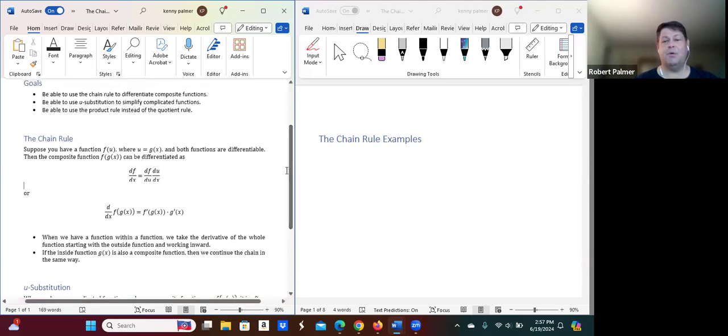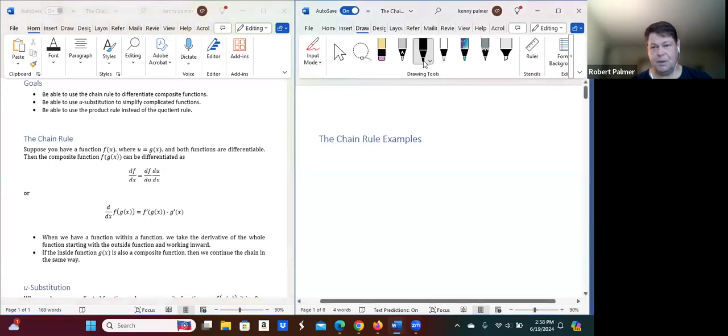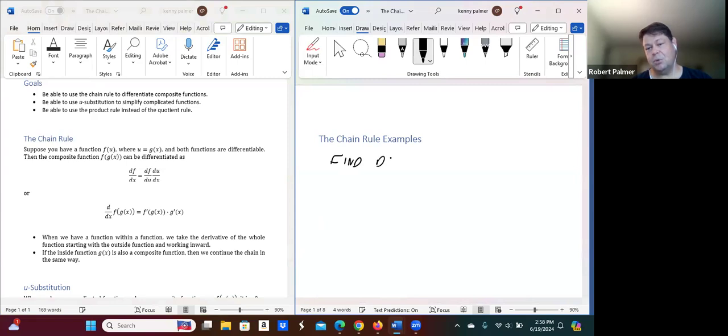So let's practice with this over on the right side. Let's do some examples. Let's say our directions are to find the derivative. Let's take a look at some basic ones first. The first one we'll start with is this. Let's say f of x, or y, is equal to, in parentheses, 3x minus 2, to the 7th power.